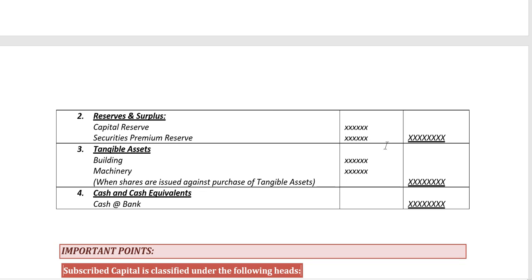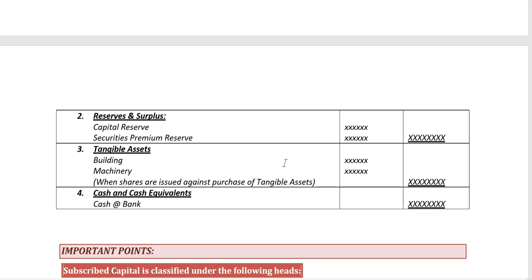Under reserves and surplus in note number 2, we will write securities premium reserve as well as capital reserve. The gain on reissue of forfeited shares will be transferred to an account which is called capital reserve, which will appear under reserves and surplus.